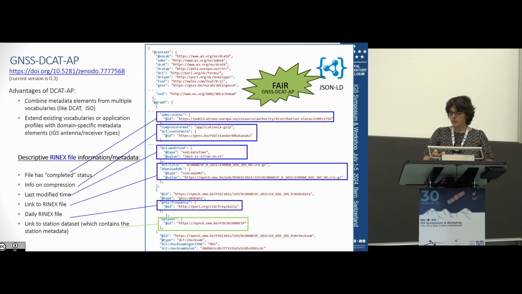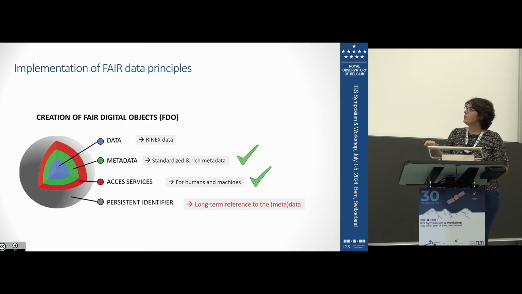You can find GNSS DCAT-AP online, and I will show you a bit how it looks when you query for one file, for example. And you will get information.